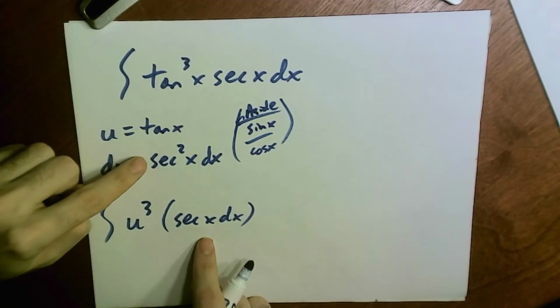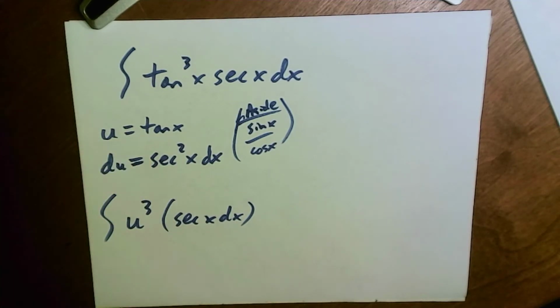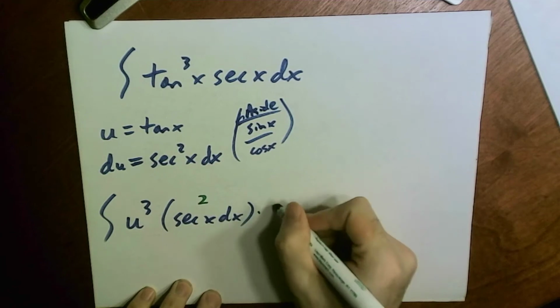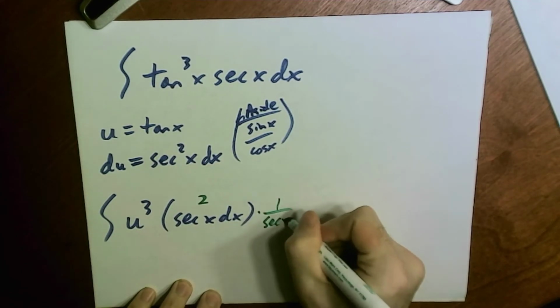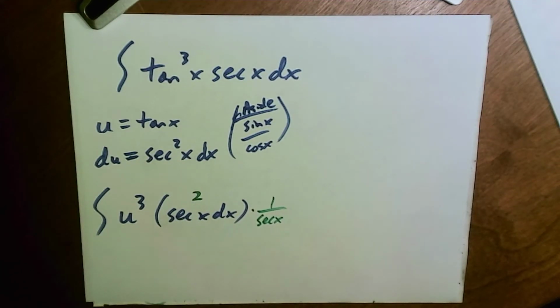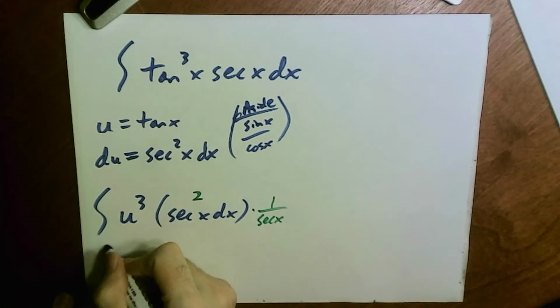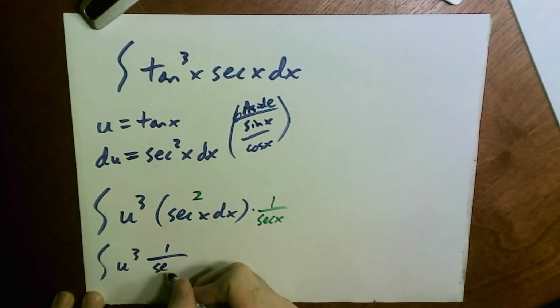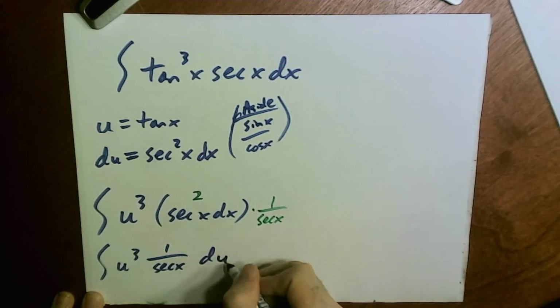I need secant squared. I don't have that. I could force it, right? I could add a square here, but if I do, I've got to do a 1 over secant x also. And I don't think that's going to work out too well, right? Now I've got a u cubed, but I have a 1 over secant x du.